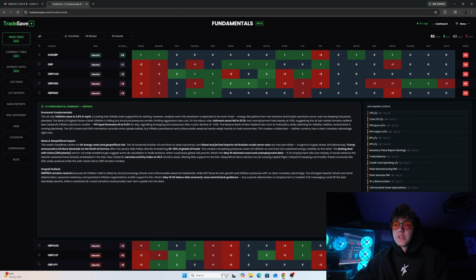GBP NZD remains neutral because UK inflation relief is offset by structural energy shocks and unfavorable seasonal headwinds, while NZD faces its own growth and inflation pressures with no clear monetary advantage. Strongest bearish drivers are trend deterioration, seasonal weakness, and persistent inflation expectations. And you guys can, again, read the rest of that. I have already read this on my MacBook here. Yeah, so we have that.